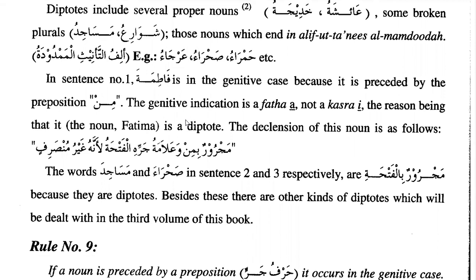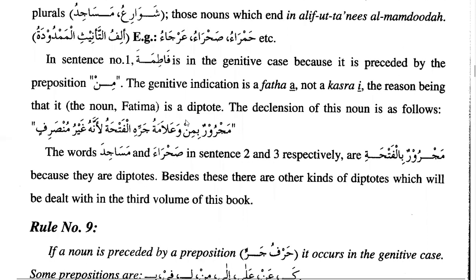The words masajid and sahra' in sentences number 2 and 3 respectively are majrur bil-fatha, because they are diptotes. Besides this, there are other kinds of diptotes which will be dealt with in the third volume of this book. Anybody, any question?